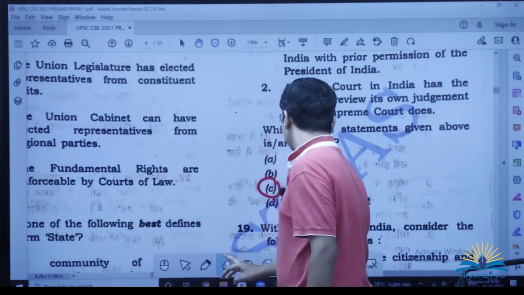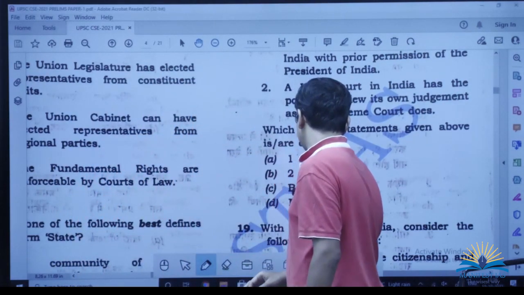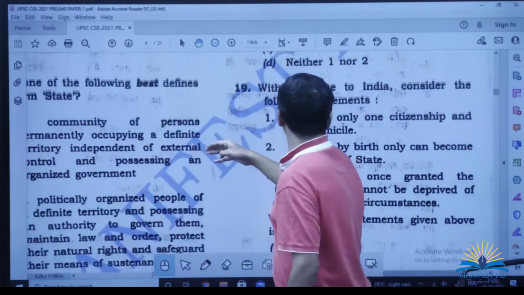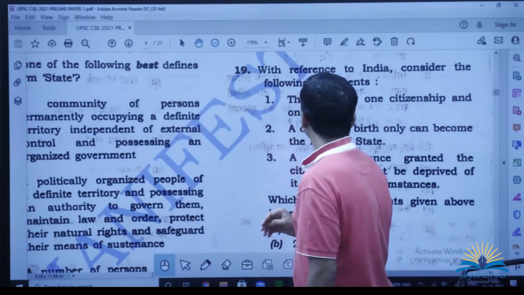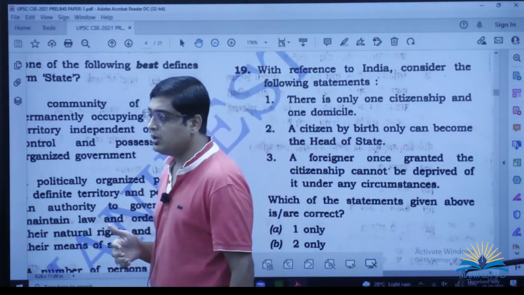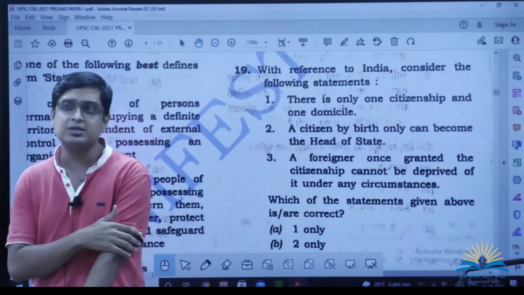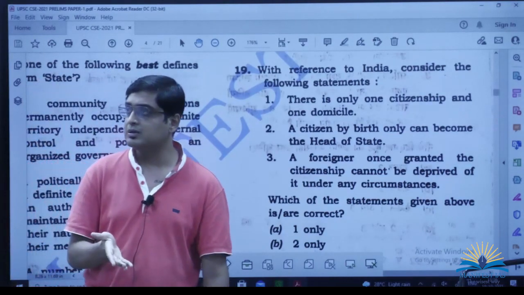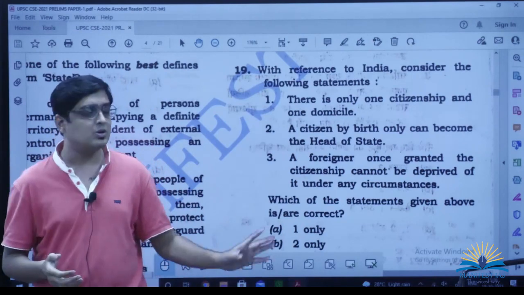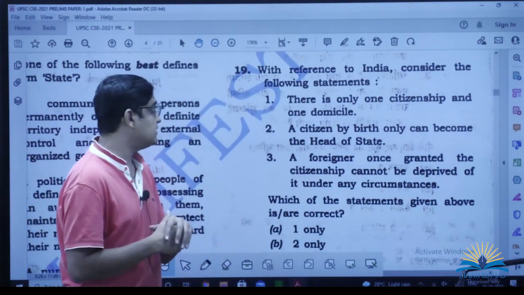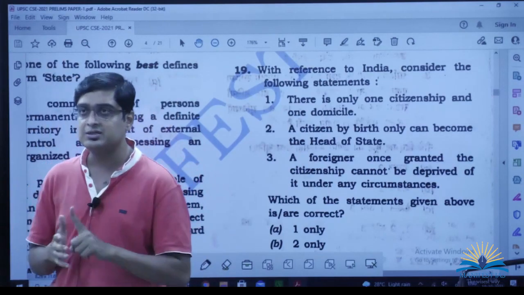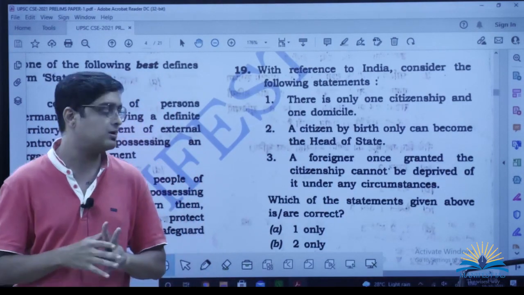Next is the 19th question. With reference to India, consider the following statements. I had told in class that this year there will be a question on citizenship because it was a hot topic due to the Citizenship Amendment Act and all. So there has been one question. There is only one citizenship and one domicile. Yes, India has a single citizenship concept and one domicile, very clearly written.